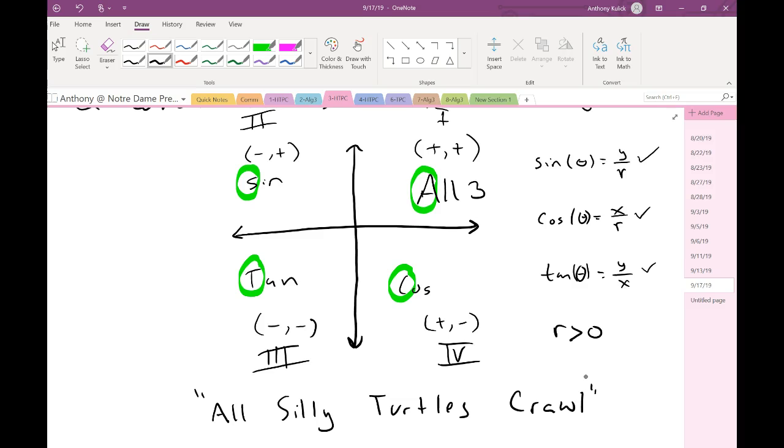All right. Does everybody feel okay with this? We haven't done anything too difficult here. We just took our point definition and what we know about the sign of the x and y values in each quadrant and applied that.